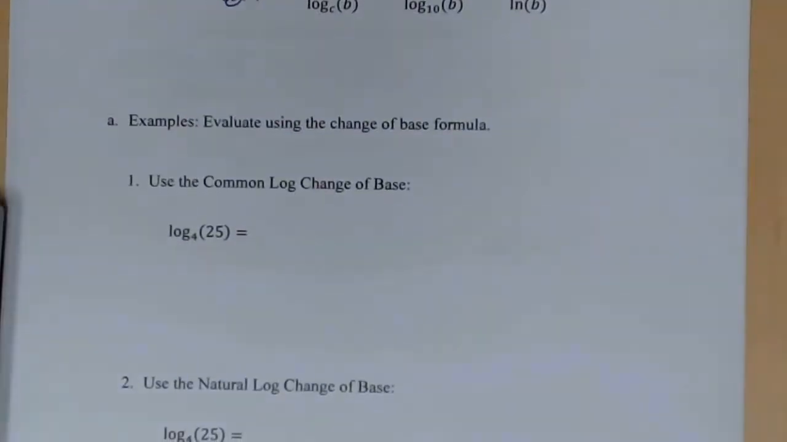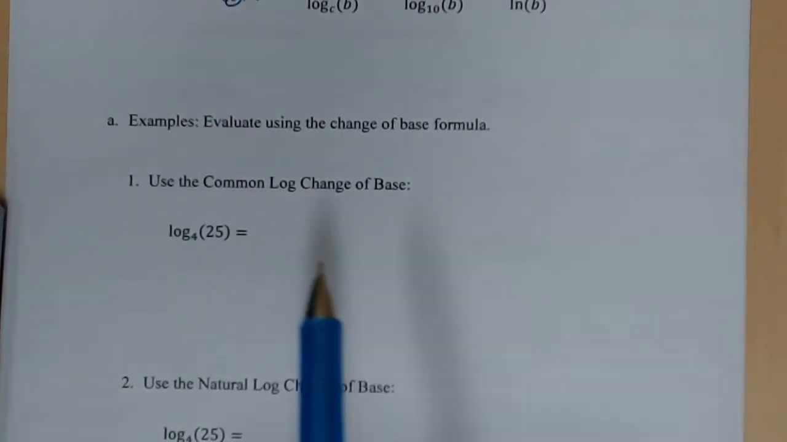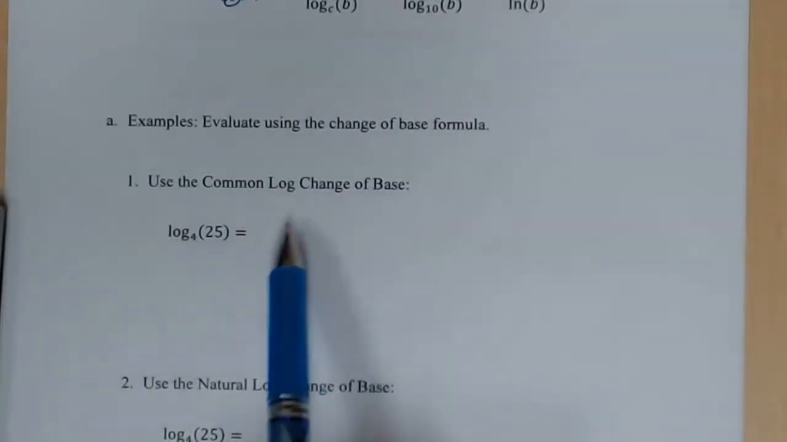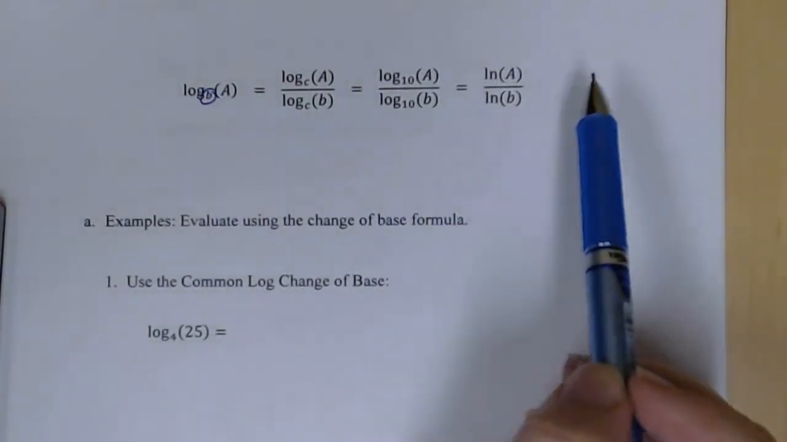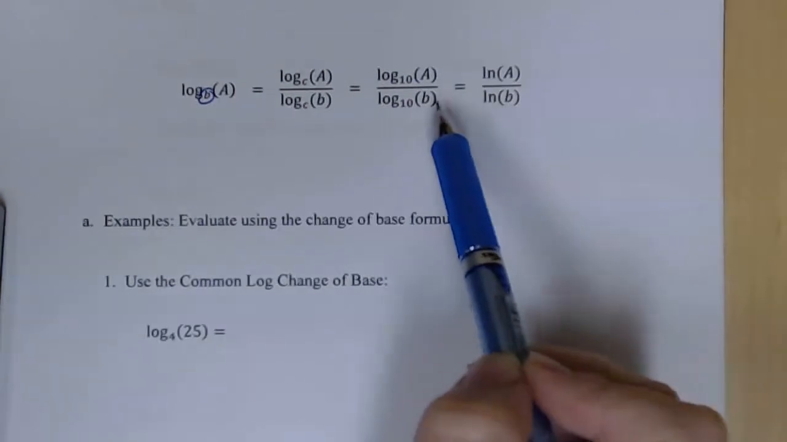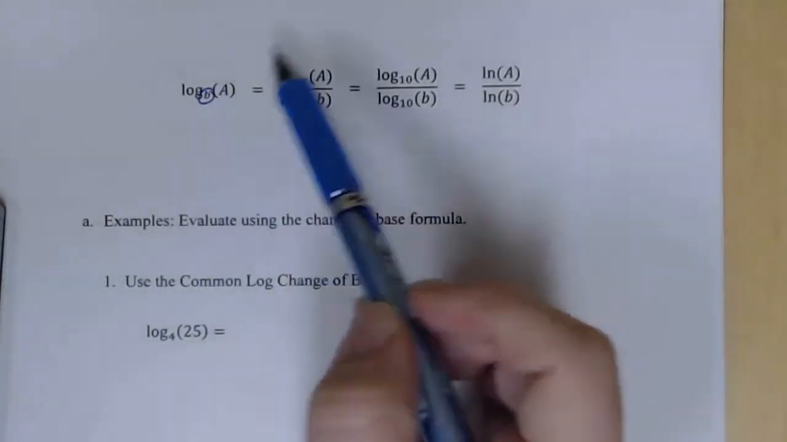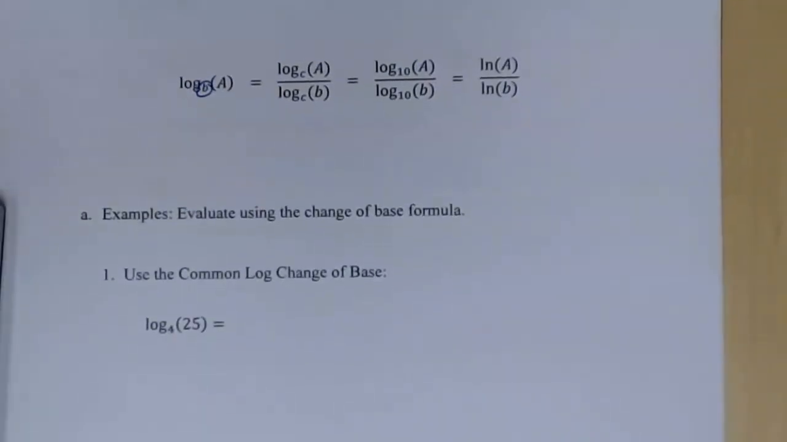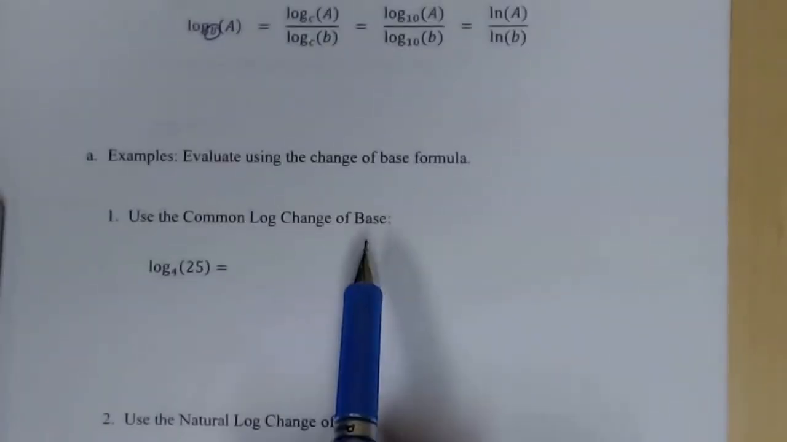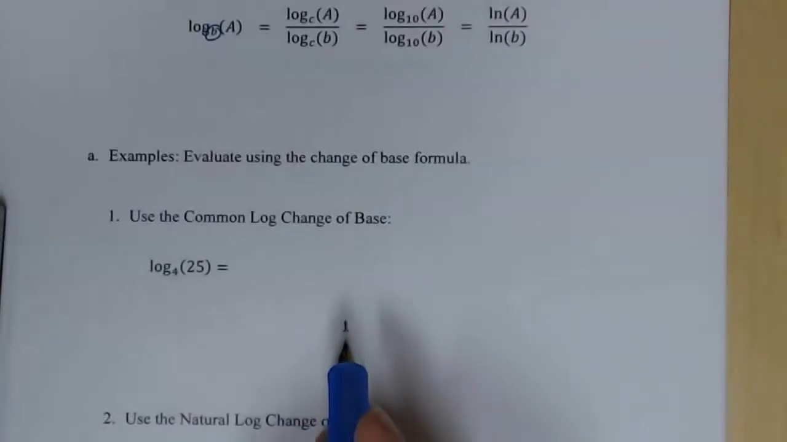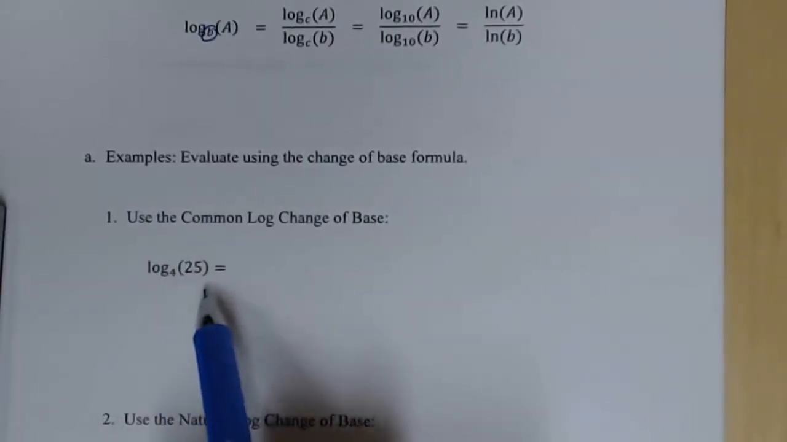So the first one says evaluate using the change of base formula, and you will have a question like this on your exam. It says use the common log change of base. So I'm going to do one of them with the base 10, and I want to show you how to work with the ln, but at the end of the day, either of these are going to be equal to the log I'm working with. So in the first one, I'm going to use the common log change of base. So what I want to do is use log base 10 in order to evaluate this.